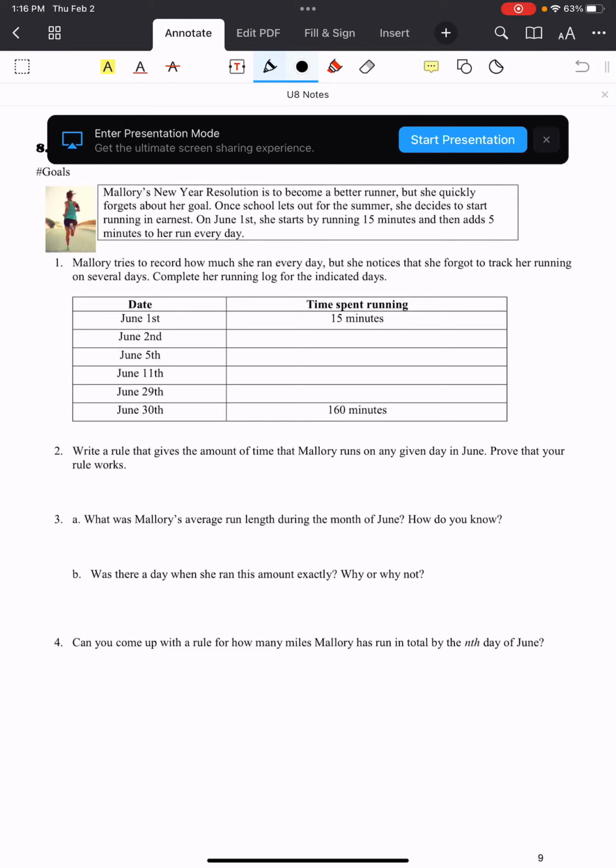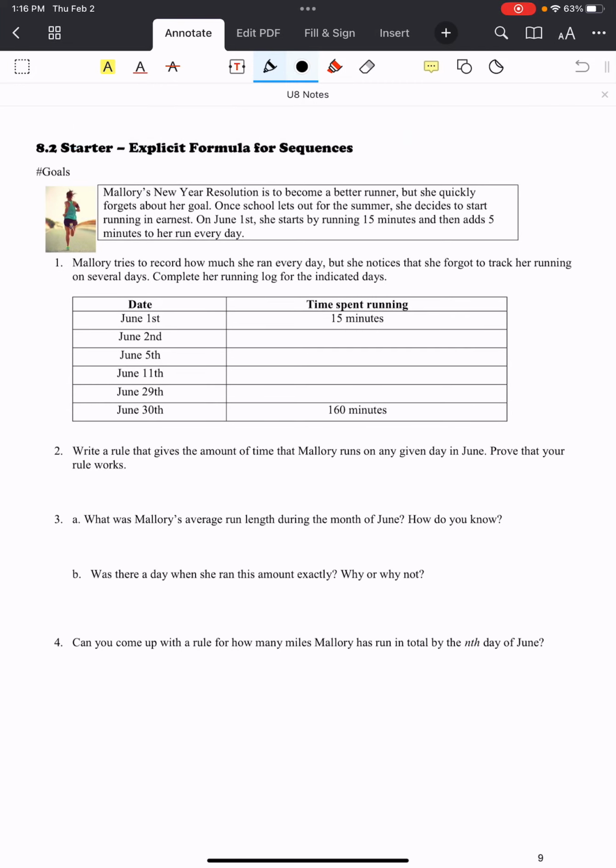June 2nd, how much did they run? 20. June 5th? 65. 150. Nailing it. Write a rule that gives the amount of time Mallory runs on any given day in June. Okay, now, when I was walking around, most of you did our rule from last time, which works great.